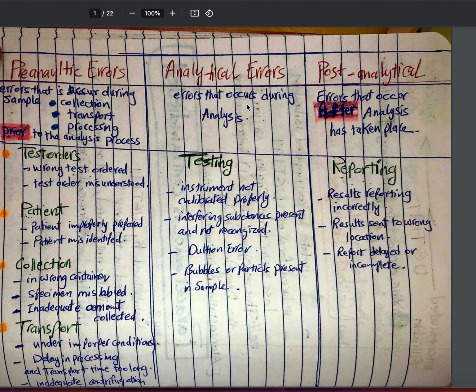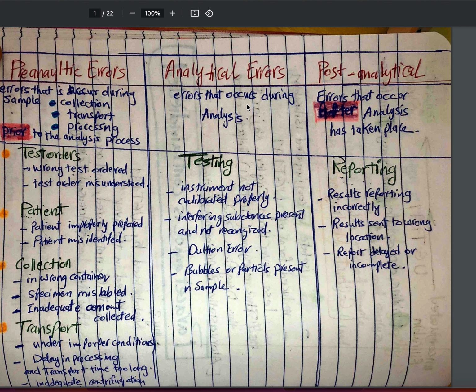So all these errors refer to the testing. Maybe the instrument is not calibrated very well, or interfering substances may be present in the sample and not recognized, or there is a dilution error, or bubbles and particles. One of the most important errors is exogenous particles or bubbles present in the sample.